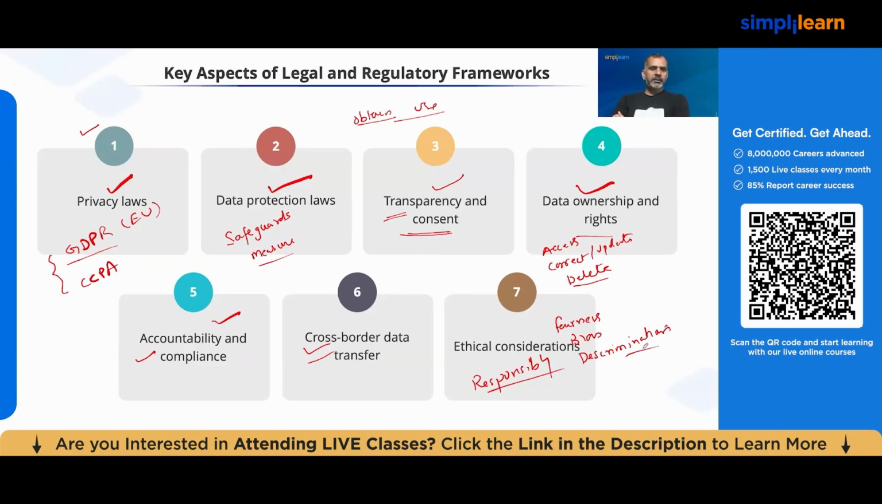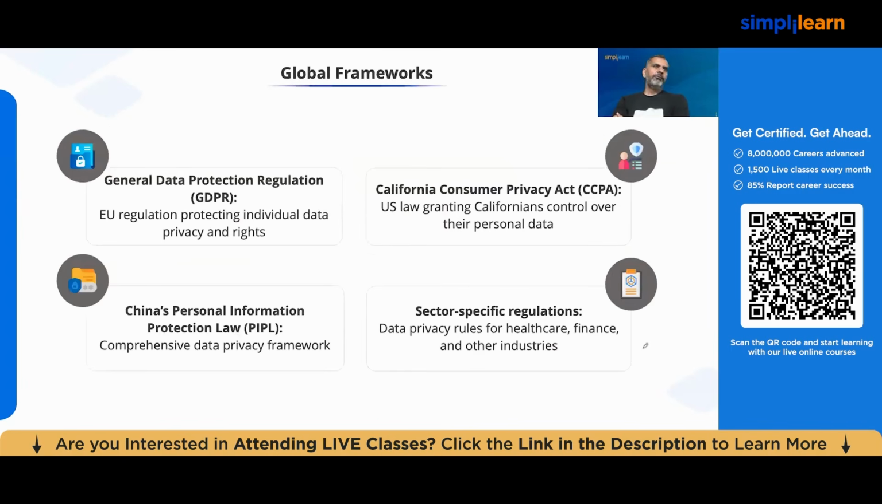Now, with these key aspects, there are some global frameworks available which help us govern these practices and need to be adopted by all data organizations. Some of them are very popular. The very first is the GDPR, the General Data Protection Regulation. This is defined by the European Union, and it is mainly for protecting individuals' data privacy and rights. So when you talk about the private or personal information of any customer and users, these laws help make the protection.